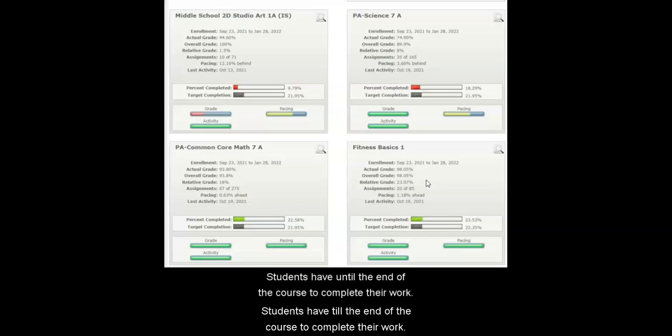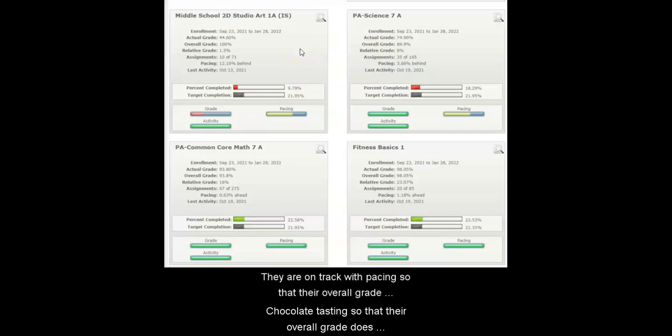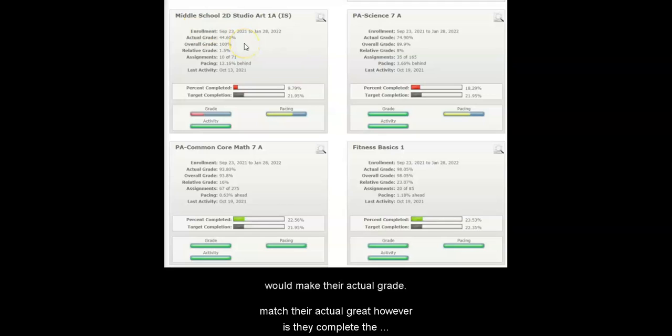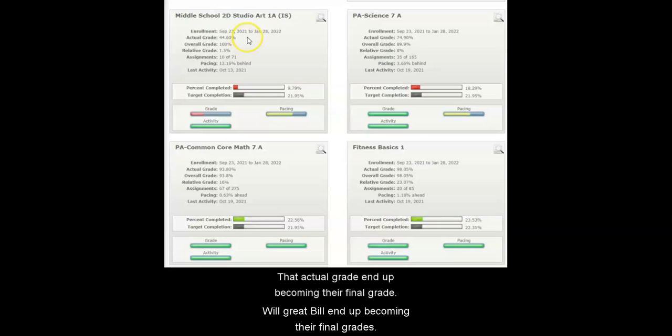Whereas students have till the end of the course to complete their work, we do want them to know what their grade would look like today if they were penalized for pacing, even though they are not actually penalized for pacing. We do want to make sure that their pacing levels back out by the end of the course, the student ends their courses January 28th, so that they are on track with pacing and their overall grade does match their actual grade. However, if they complete the course and they are still behind in pacing, that actual grade will end up becoming their final grade because they did not complete all of the work.